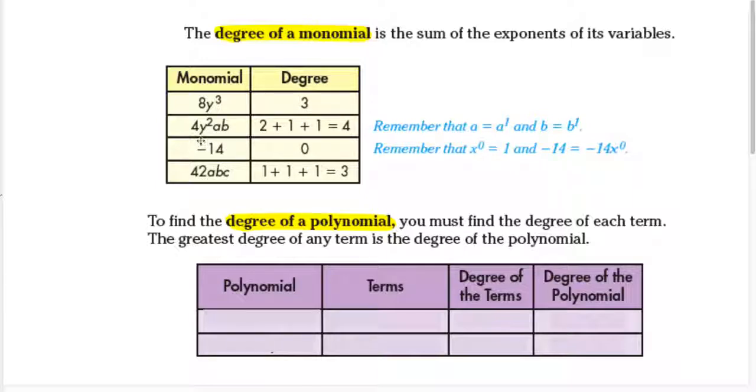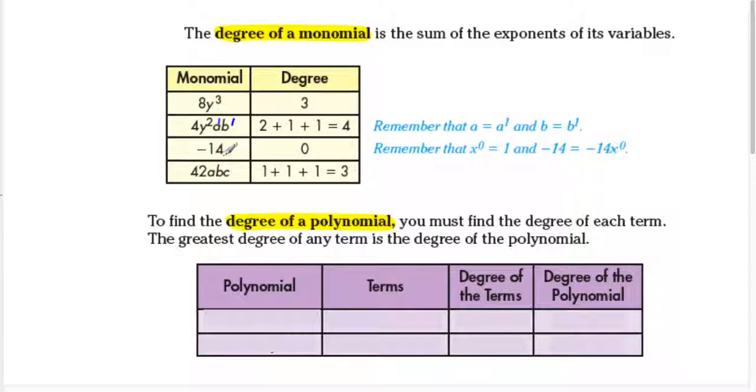Let's take a look at this one, 4y squared ab. If you notice, the exponent of y is 2, the exponent of a is 1, the exponent of b is 1. So basically, what we do is we simply add 2 plus 1 plus 1, which will give you 4. So the degree of this monomial is 4.